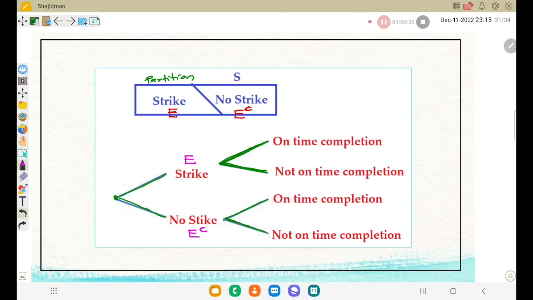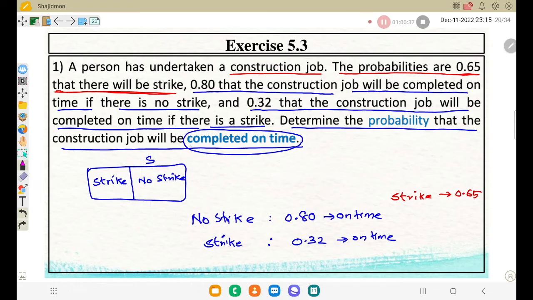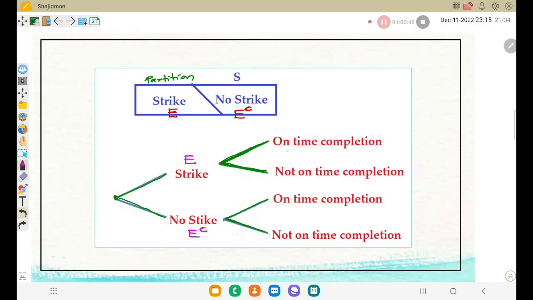Now what is our aim actually? What is our event here? Complete the work on time, correct? Construction job will be completed on time. So I can take that as A. That means on time completion. This is what we are taking as A. So here also you can see on time completion. This is what we are concentrating on, this event A.